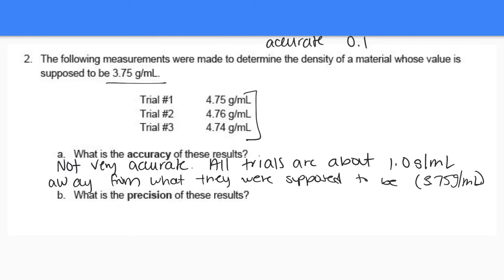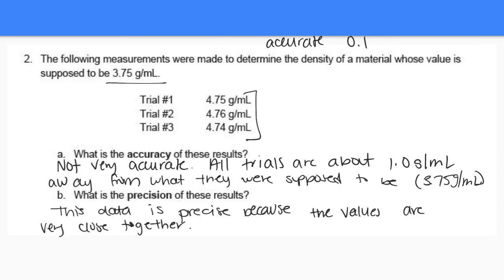Now let's look at precision. Remember, precision is how close those values are to each other. Well, I got 4.74, 4.75, and 4.76. So think to yourself, do those seem like they're close together? Does this seem like precise data, even though it's not accurate? Hopefully you said yes, for sure. This looks like precise data. So go ahead and write your reasoning, and I'm going to write my reasoning too. I wrote, this data is precise because the values are very close together. They're only 0.01 gram per milliliter off. So this is precise but not accurate data.